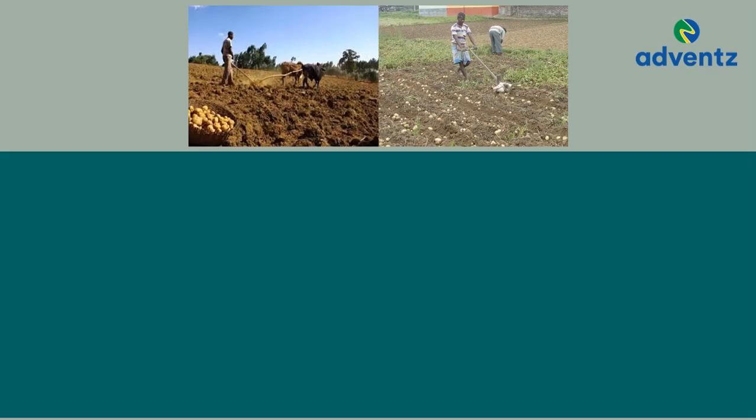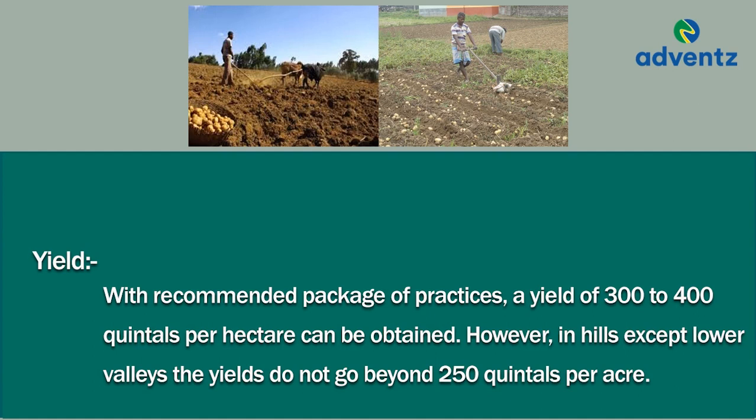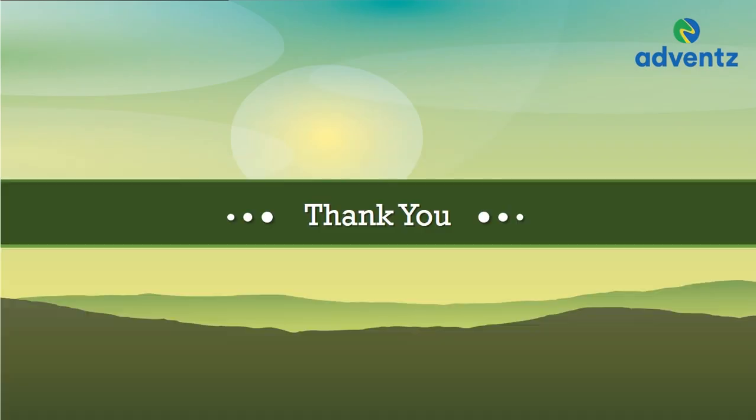This is all we do in the cultivation of potato and pests and diseases of potato. But before we close the video, there's the last point of yield. With recommended package of practices, a yield of 300 to 400 quintals per hectare can be obtained. However, in the hills except lower valleys, the yields do not go beyond 250 quintals per acre. Thank you.